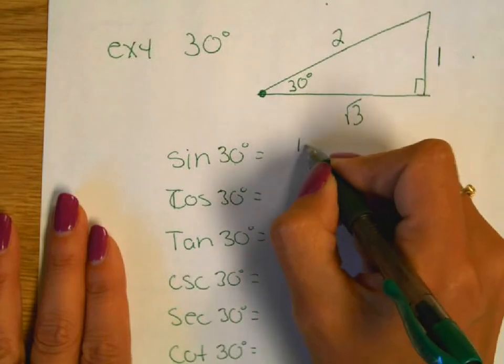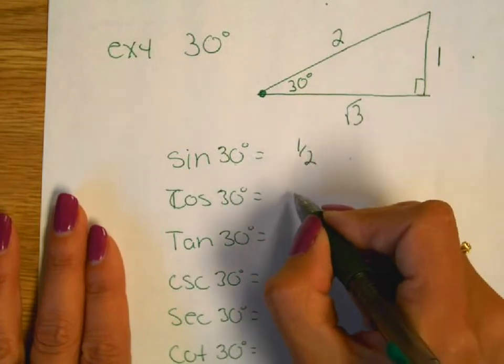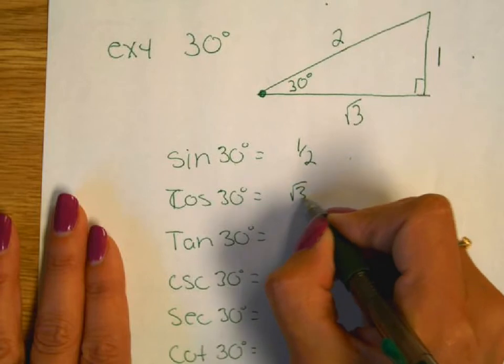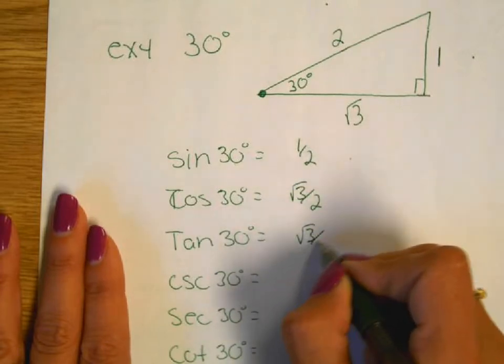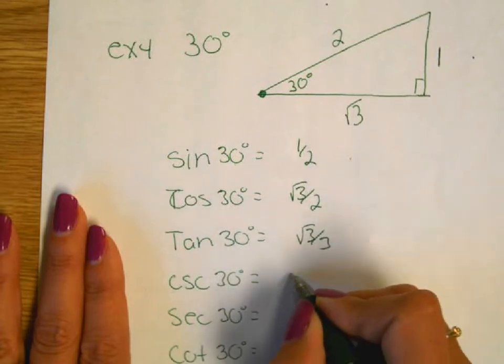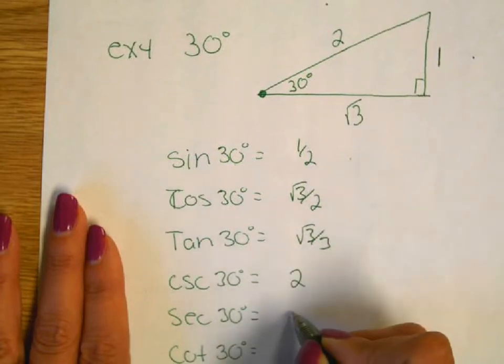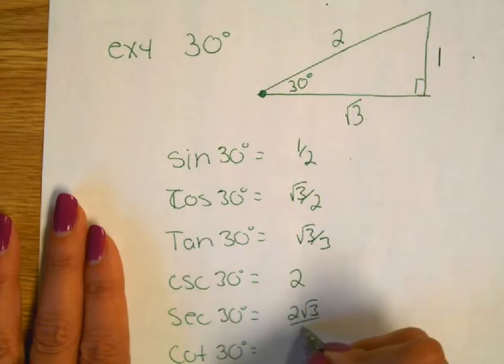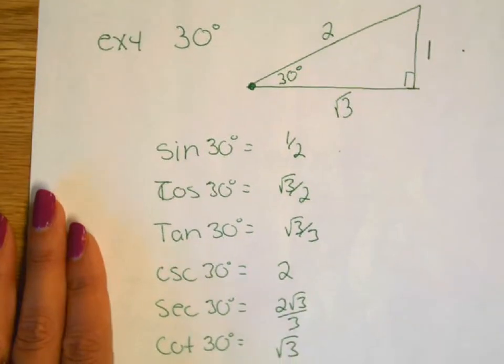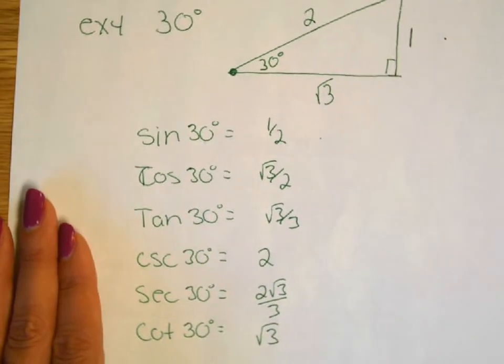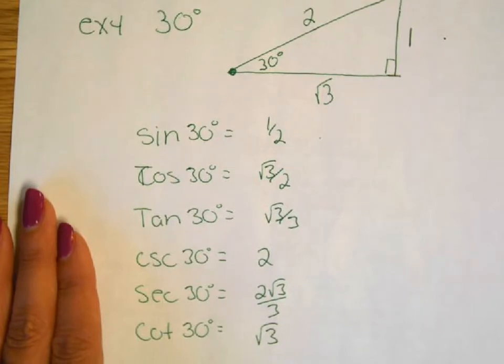For sine, I got 1/2. For cosine, I got square root of 3 over 2. For tangent, I got square root of 3 over 3. For cosecant, I got 2. For secant, I got 2 square root of 3 over 3. And for cotangent, I got square root of 3. You are correct. Let's look at mine. Yep, those are all correct.